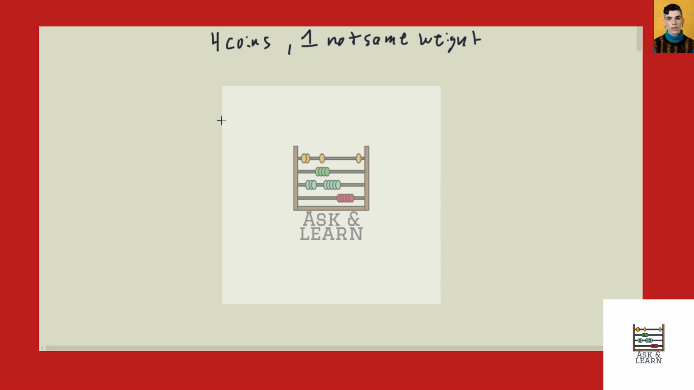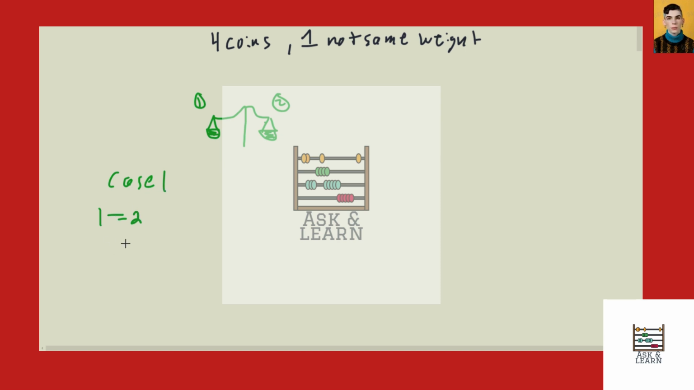So let's say we call the coins just 1, 2, 3, and 4. So we have our balance scale here. And what we're going to do is just put coin 1 here and coin 2 here. So we have two cases. So case 1, we have that coin 1 is equal to coin 2 in weight. So they weigh the same.